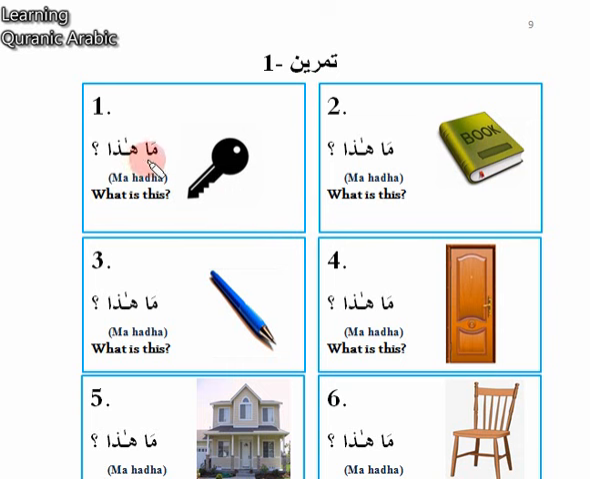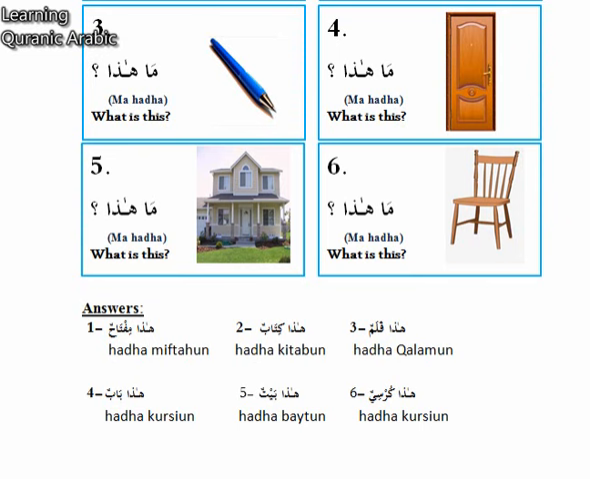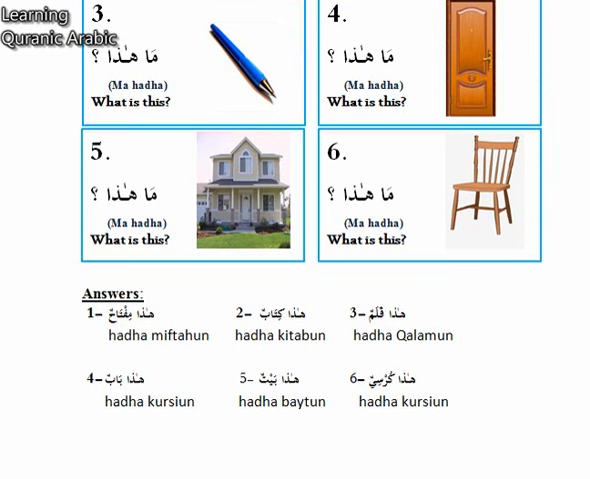So read number 1. It's a question. Ayub, you read it. ما هذا؟ هذا مفتاح. Correct. What is this? This is a key. Yes, again. ما هذا؟ هذا كتاب. Number 3. ما هذا؟ هذا قلم. Number 4. ما هذا؟ هذا باب. Number 5. ما هذا؟ هذا بيت. Number 6. ما هذا؟ هذا كرسي.